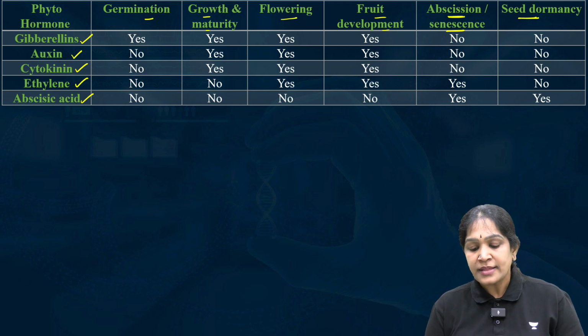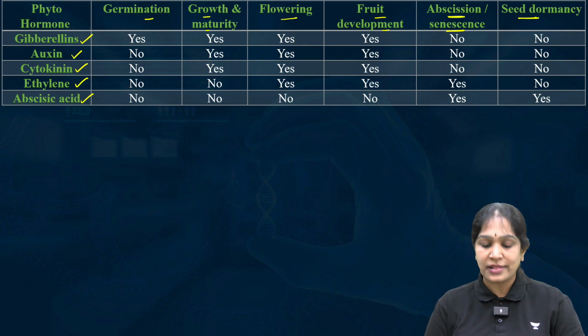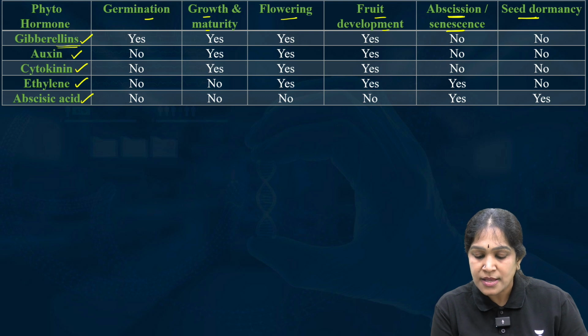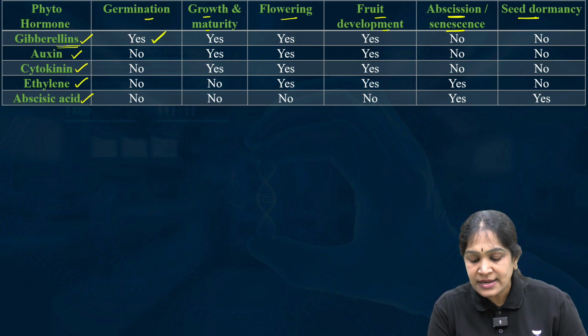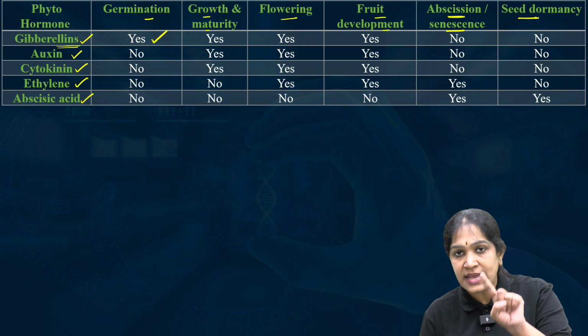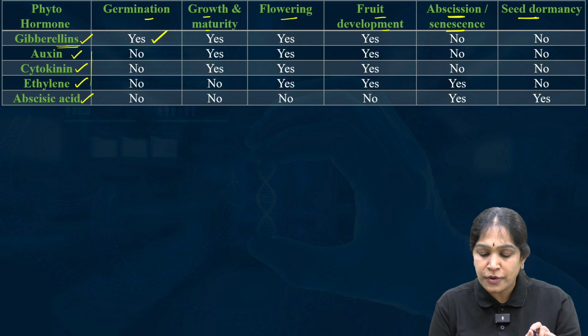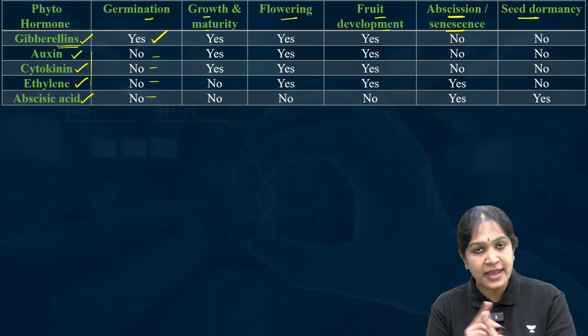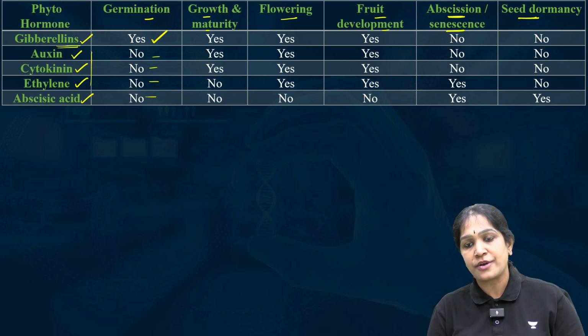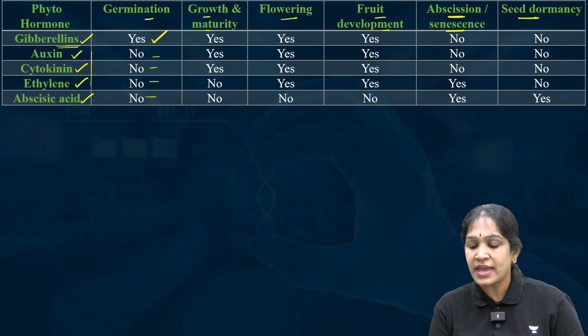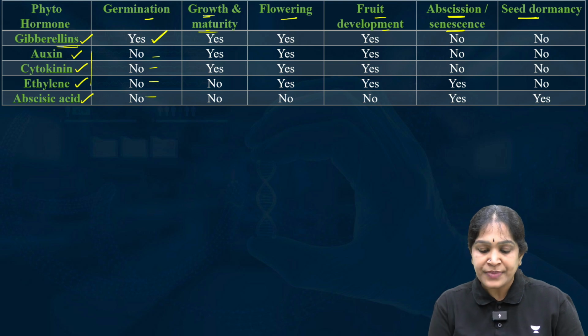Now let us see the role of each hormone in all these things. First, gibberellins. Do they help in the germination? Yes, gibberellins help in the germination. The other 4 hormones, no, they do not have any role in the germination of the seed. Next, okay, growth and maturity.